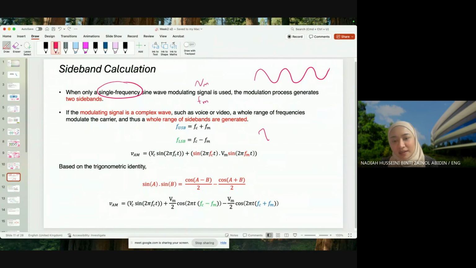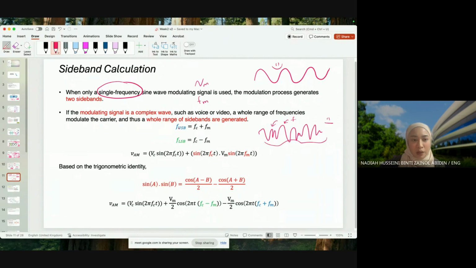Let me try again. Something like that. So you have a bunch of frequencies. This is a different frequency, this is a different frequency, and the combination of that produces something like this. This is a complex modulating signal. We love this kind of signal. This is a little bit hard, but we can still work with it.